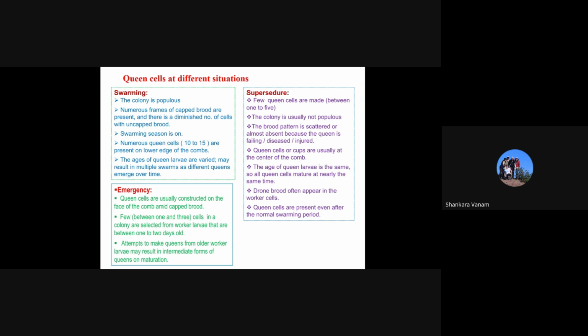In this condition also, the queen cells or cups are formed by the workers in the center of the comb. The age of queen larvae is the same, so that all queen cells mature at nearly the same time. The eggs or larvae selected by the worker bees will be of similar age. So all the queens may emerge on the same day or within 2 days.